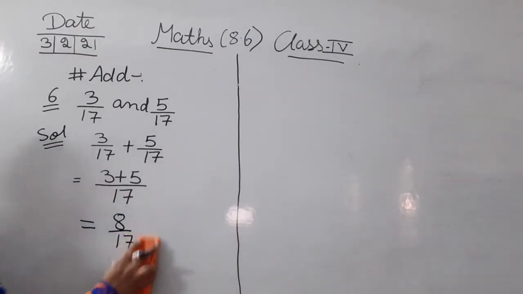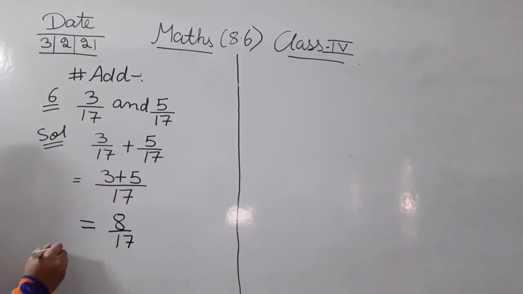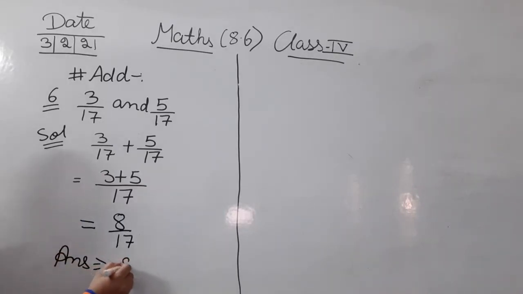If you want, you can write the answer separately as well instead of writing it here. It looks better. You must write the answer like this: Answer is equal to 8 upon 17.